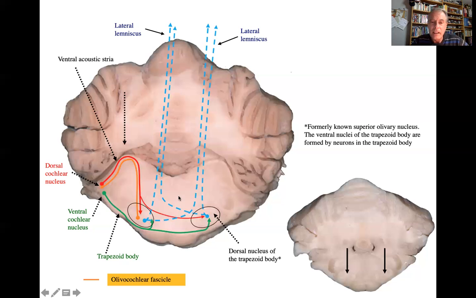Okay, this image I have added this one because it's not a true one. Here, yes, we have the acoustic stria on top. However, at this level, these fibers, they go rostral and they reach here. We have the dorsal nucleus of the trapezoid body. The dorsal nucleus of the trapezoid body is more rostrally located than the acoustic stria.